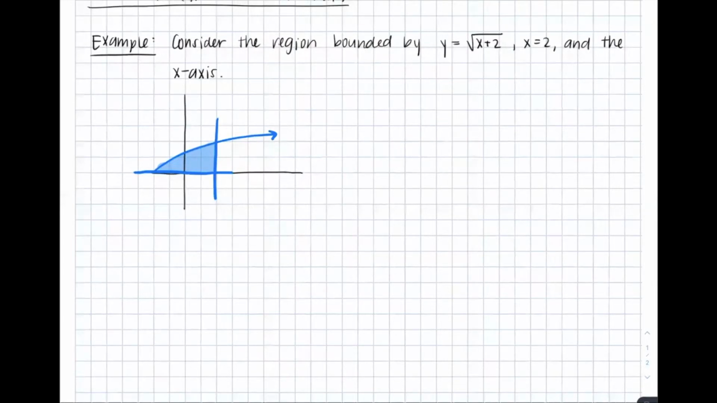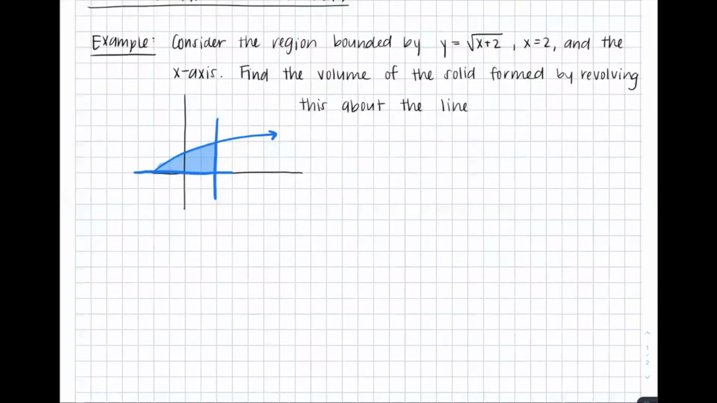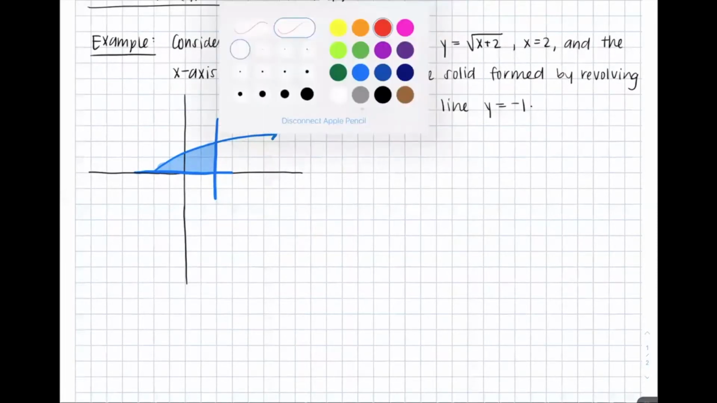And then what we're gonna do now is find the volume of the solid formed by revolving this about the line y equals -1. And so y equals -1 is going to be this line right here.